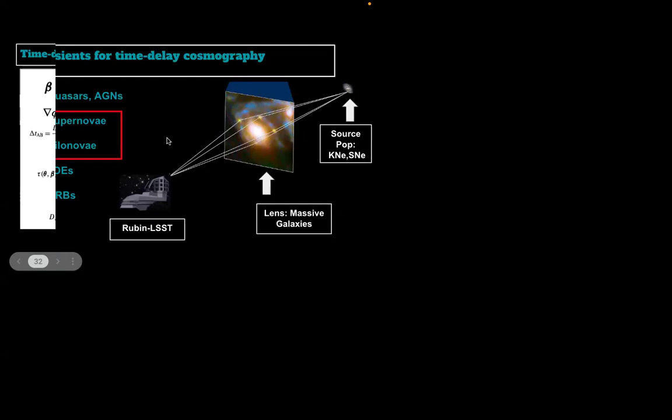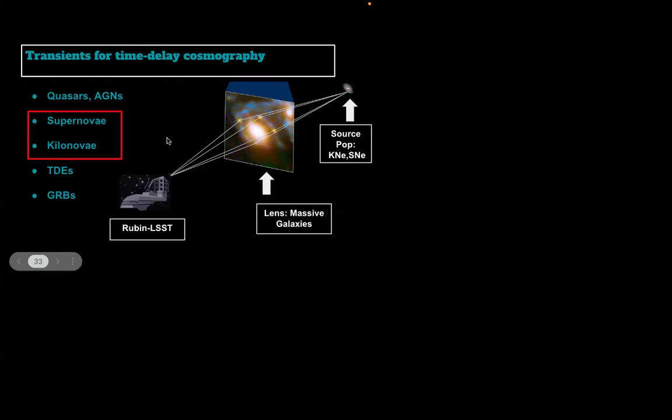To do all these things, we mainly use supernovae and kilonovae because these are bright. The supernova is very bright, and for the kilonova you might have a GW counterpart if you have a GW trigger from your LIGO Virgo observations.